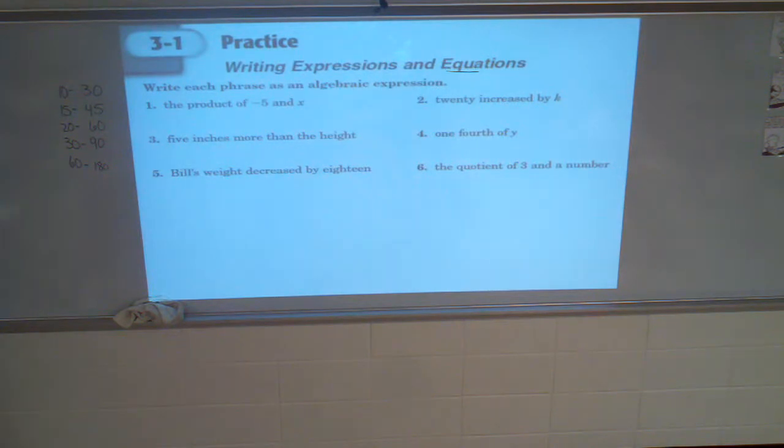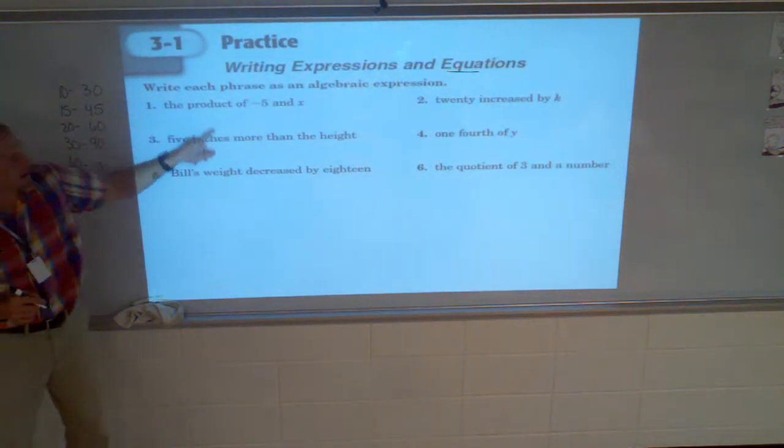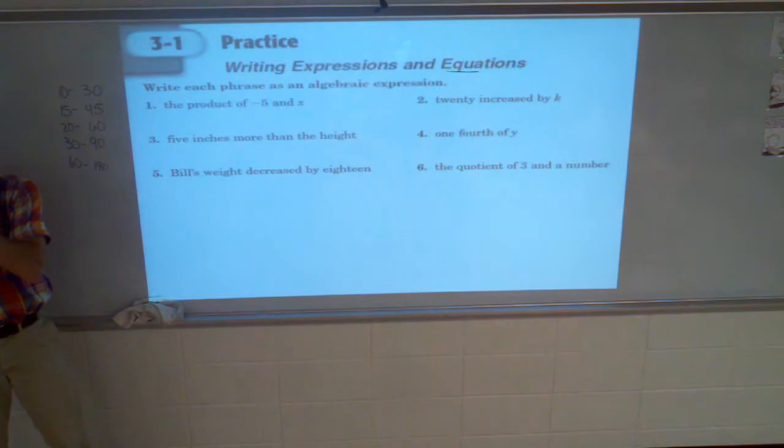How about sum? What does sum mean? Kenton? The answer to an addition problem. And difference? Difference is what, Colin? The answer to a subtraction problem. So product means multiply, quotient means divide, sum means plus, and difference means minus. Now, the whole key to writing these is to pick up key words.